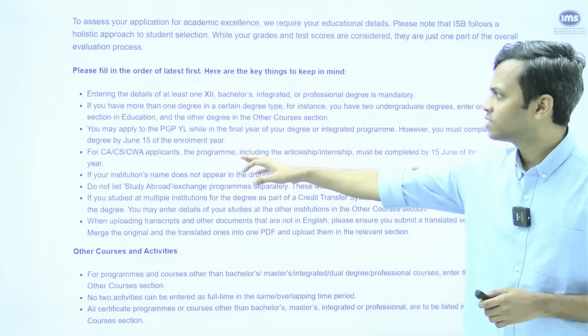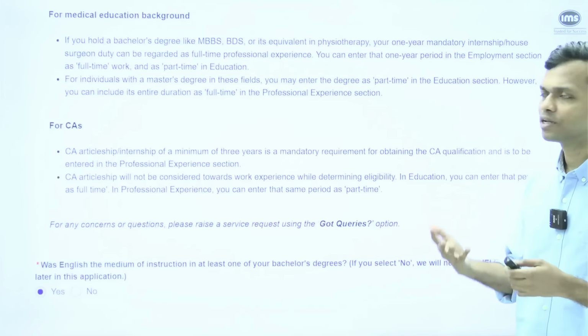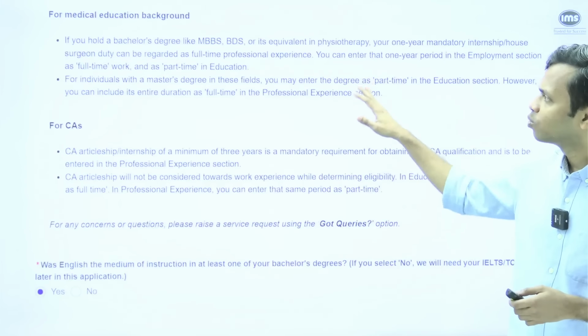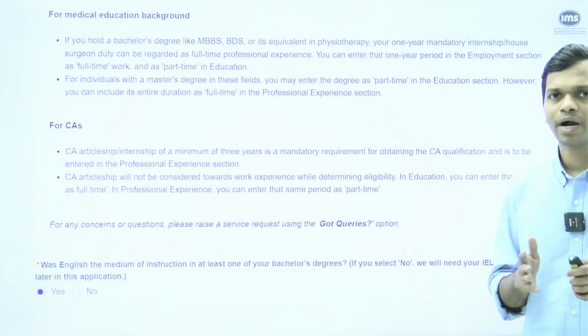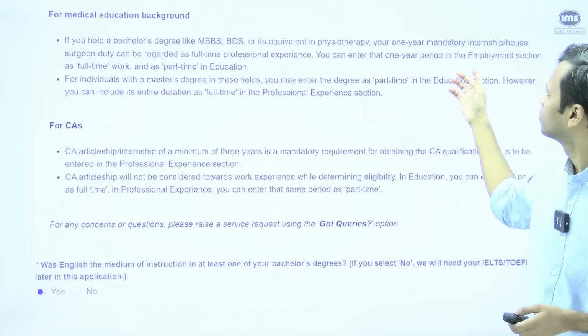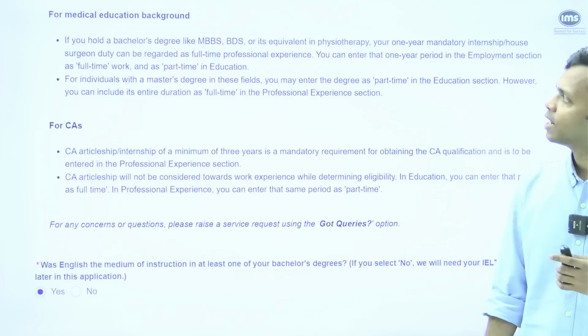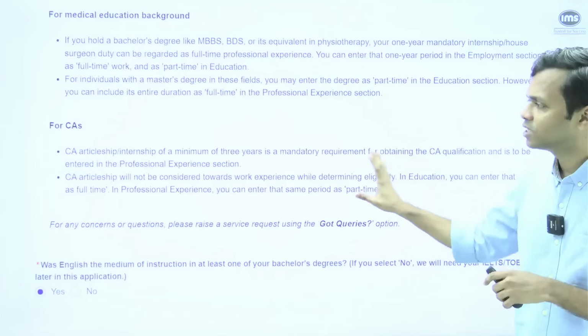Okay. So for medical students and for CAs, they have clearly defined it because they know that a lot of questions keep coming from these students. They have mentioned for students who have done, let's say, an MBBS or a BDS or anything related to medicine, how they are supposed to enter the work experience and the mandatory internship that they have to do, right? So they have mentioned here that if you have done the 1 year mandatory internship, house surgeon duty can be regarded as full-time professional experience. You can enter that 1 year period in the employment section as full-time and as part-time in education. So the details are very clearly mentioned.